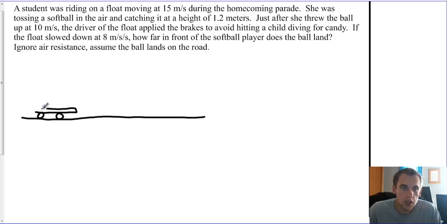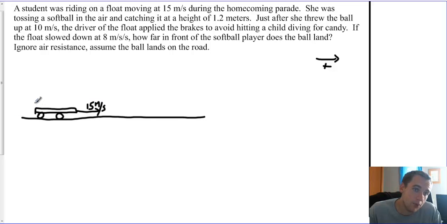Okay, so here's my road, here's my float. And it says it was moving at 15 meters per second. So I'm going to go ahead and put a little arrow here, 15 meters per second this way. Okay? I randomly picked that, but I'm going to say that that's positive. So up here I'm going to write this direction is positive.